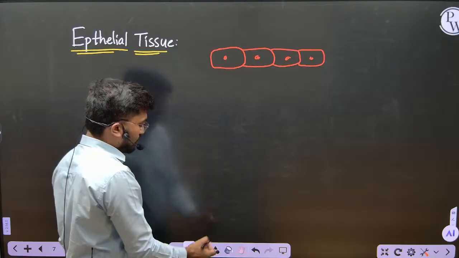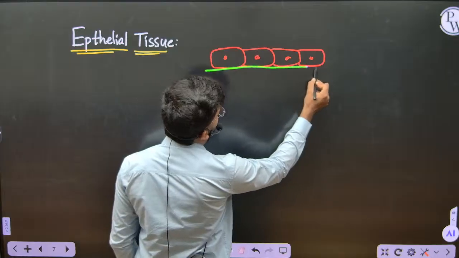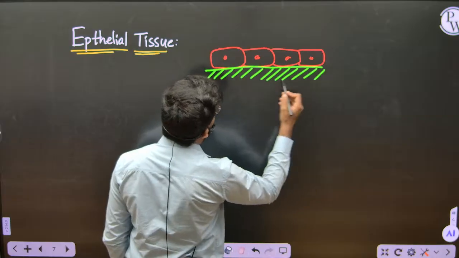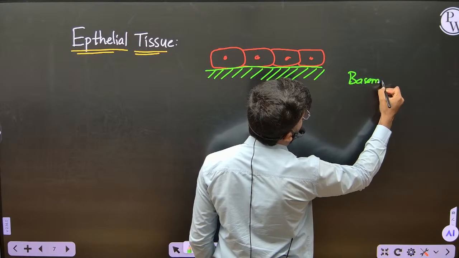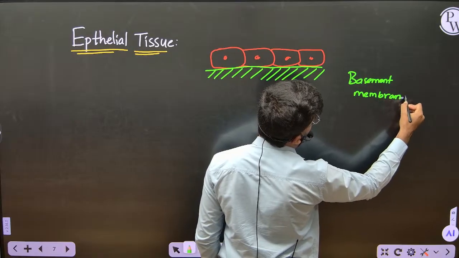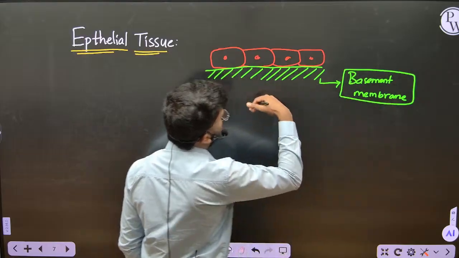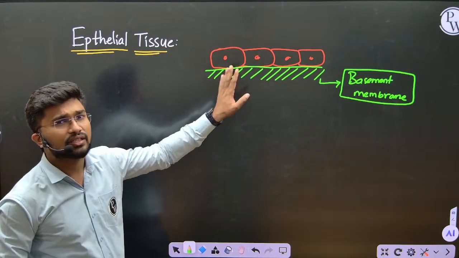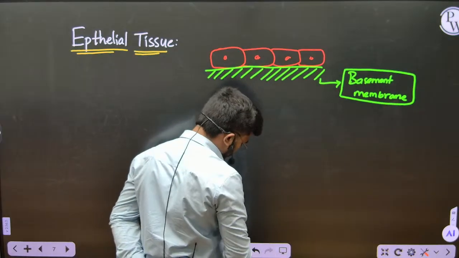This tissue is present on a membrane and this membrane is called the basement membrane. What is the name of this membrane? Basement membrane. Let me write here: basement membrane. What is the importance of this basement membrane? It acts as a base over which the tissue is present. Which tissue are we talking about? Epithelial tissue. Got it?